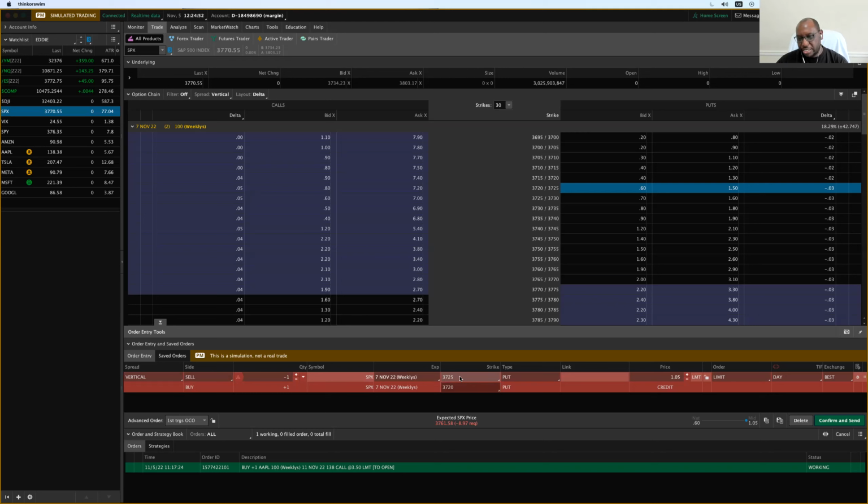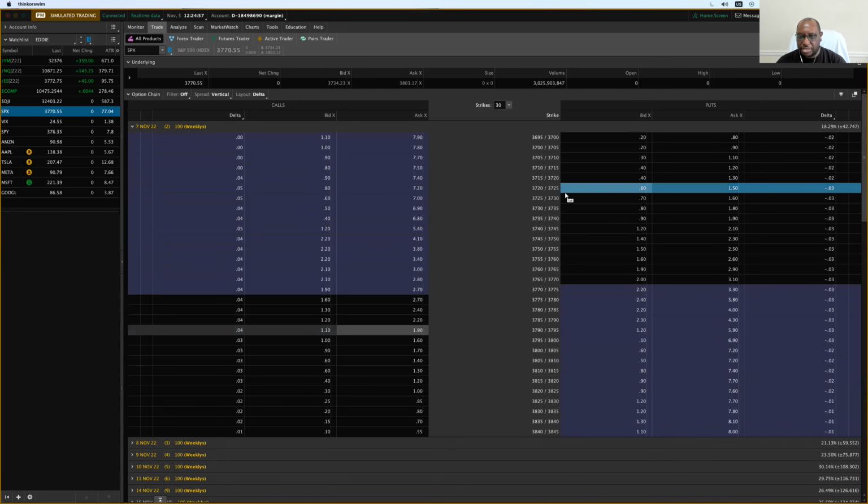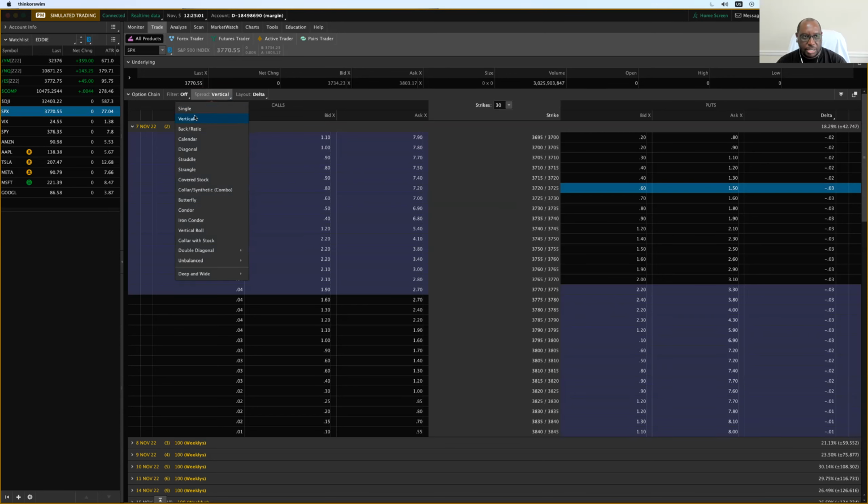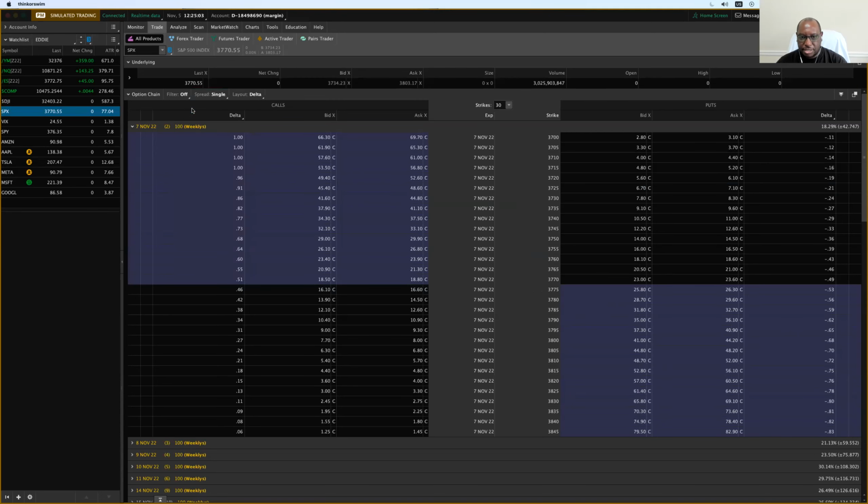Again, I'm going to go to the Interactive Brokers example here because they don't have this interface. They need to know which one to sell, which one to buy. So if you're using Interactive Brokers or a system that does not have that nice view where you can select spread vertical, you need to know which leg to sell. So let's talk about that.